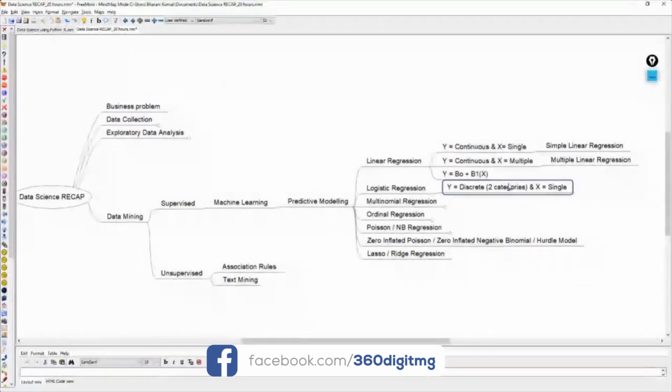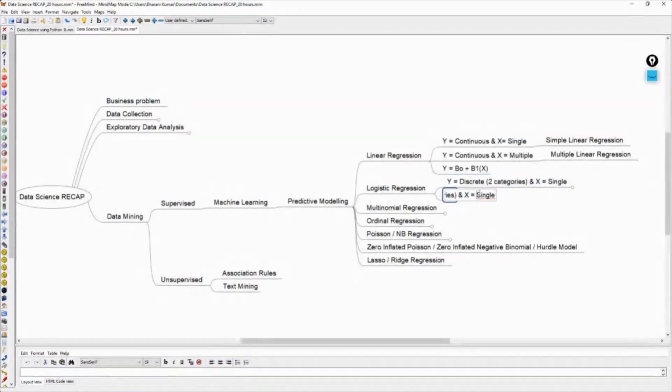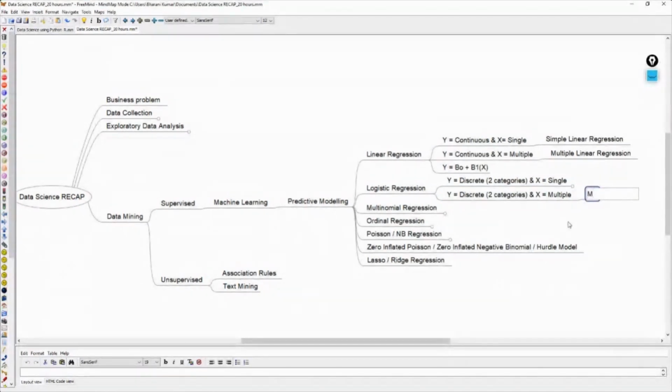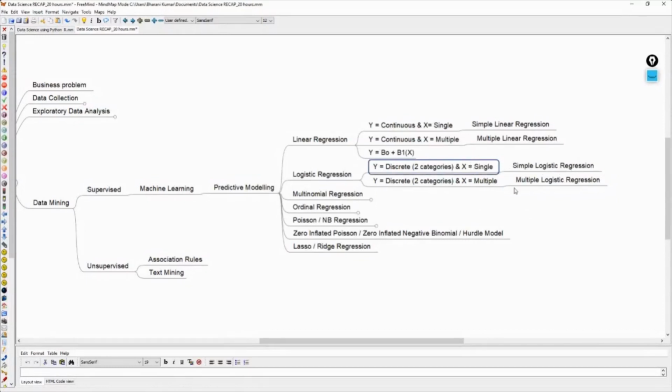If your output variable is discrete in two categories, and if you have multiple input variables, then you proceed further with multiple logistic regression. So you have simple logistic regression and multiple logistic regression.